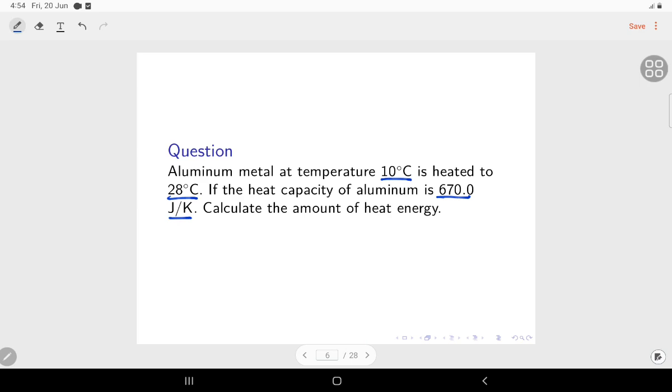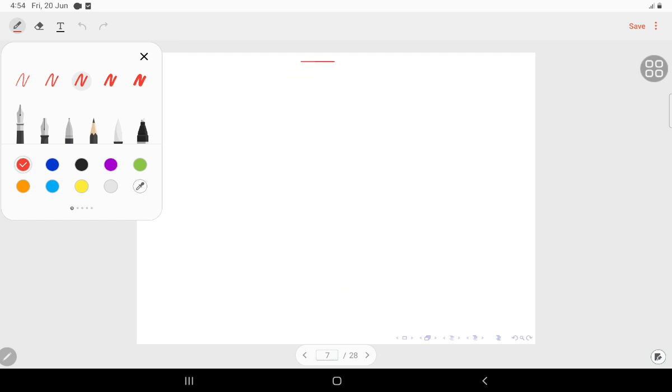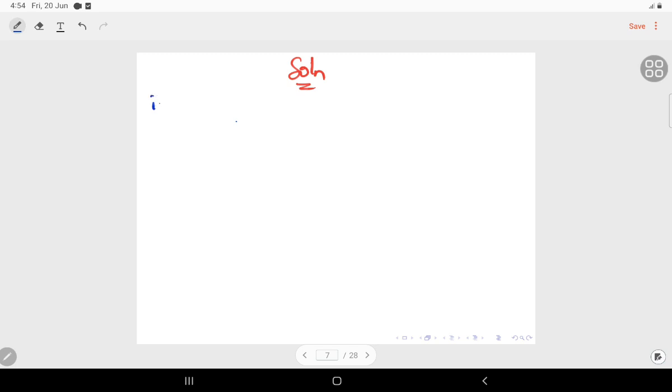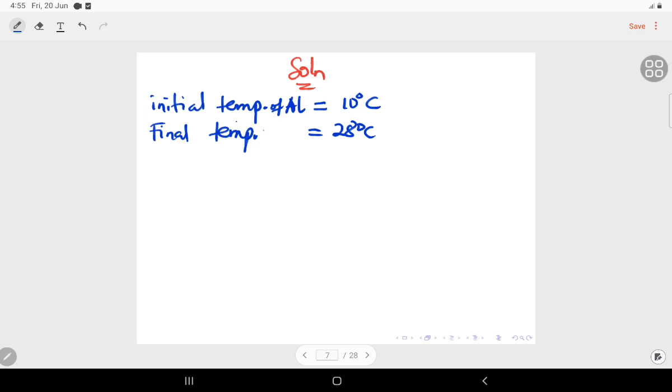So the 10 degrees Celsius is what? The initial temperature. So we are given initial temperature equal to 10 degrees Celsius. We are given the final temperature as 28 degrees Celsius. Initial temperature of aluminium, Al, that is a symbol. Now, we are given the heat capacity of aluminium as 670.0 joule per Kelvin.